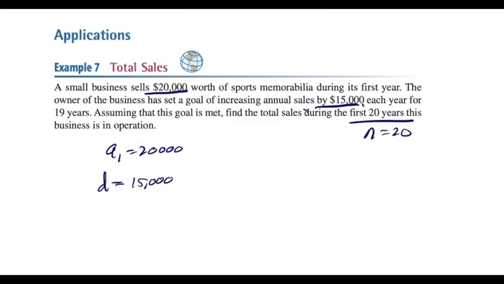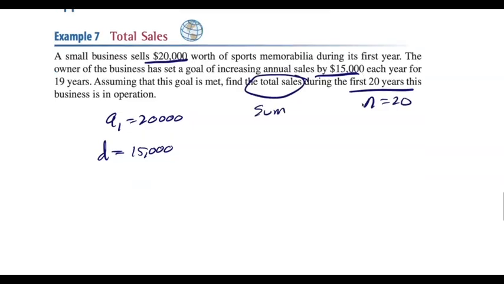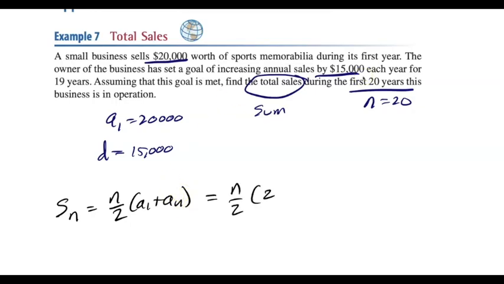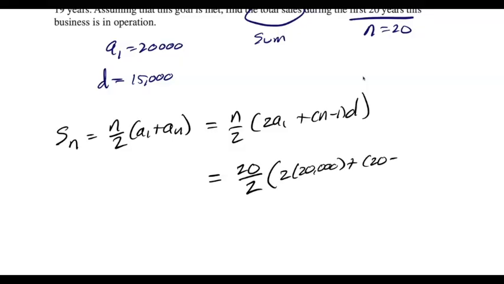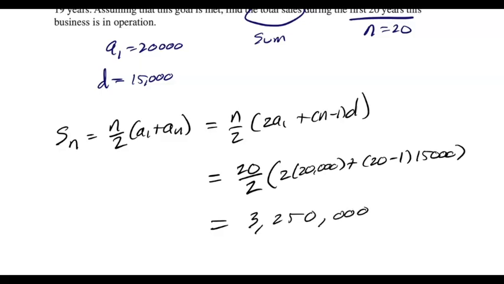And we want the total sales. We're looking for a sum. We're going to do another one where we do Sn. S is for sum. We could either do this formula. Again, if I use this formula, I do have to find how much I sold in the 20th year. Or we could use this formula, which I don't need that. We're going to use this one real quick. My n is 20 over 2. A1 is 20,000 plus 20 years minus 1 times the common difference 15,000. And we get 3,250,000 like that. And that's the lesson.